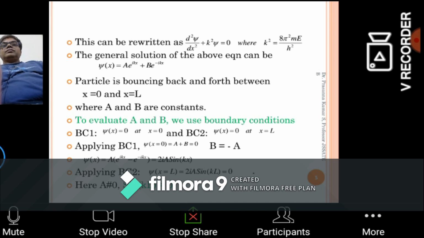So this equation d square psi by dx square plus k square psi is equal to 0 is a second order differential equation where psi is a complex quantity. If this is a second order differential equation, then the probable solutions, the general solutions of the differential equation, will be of the form psi of x is equal to a e to the power of ikx plus b e to the power of minus ikx.